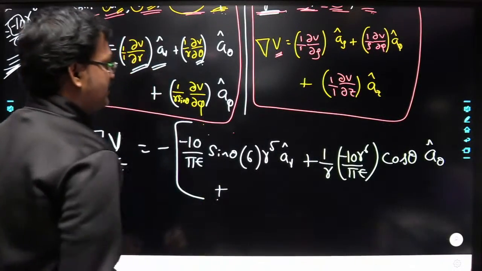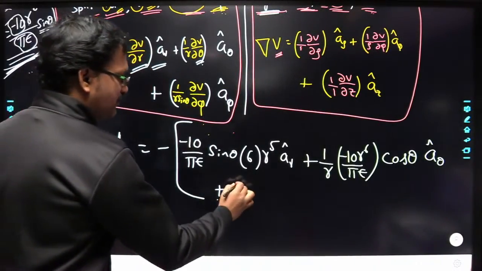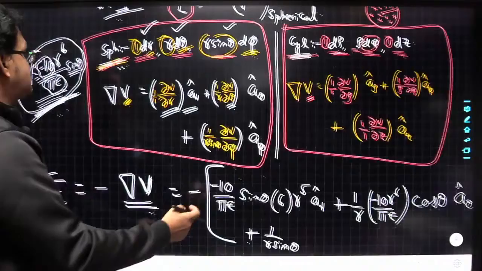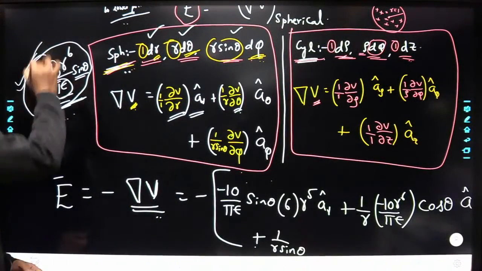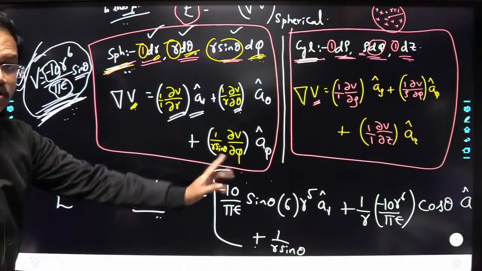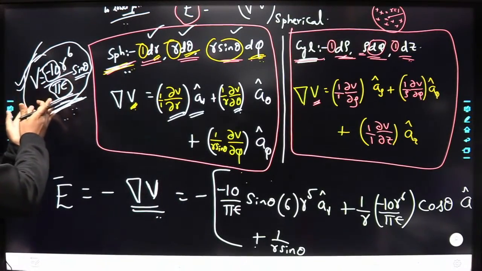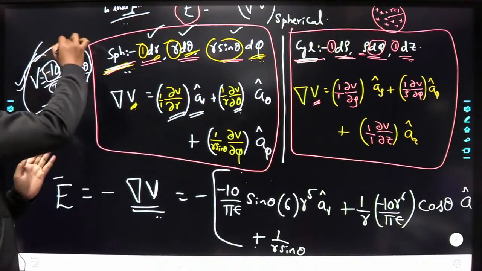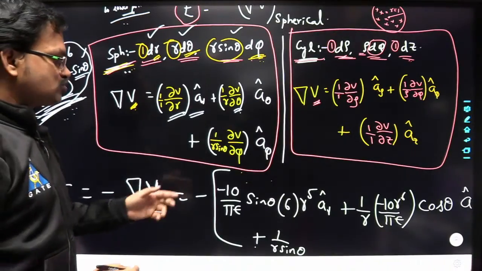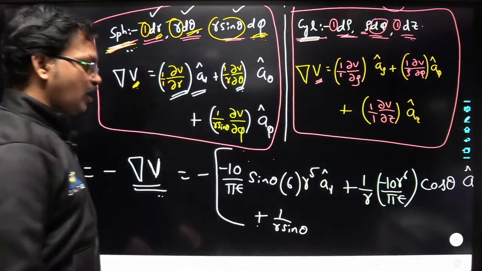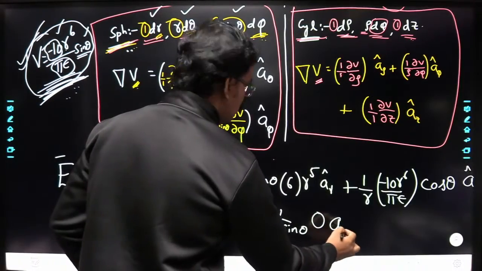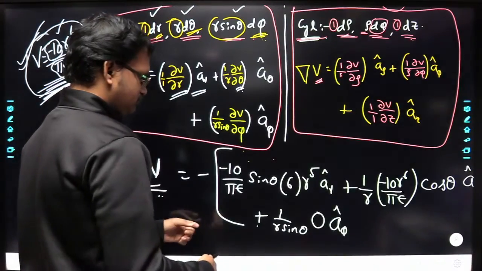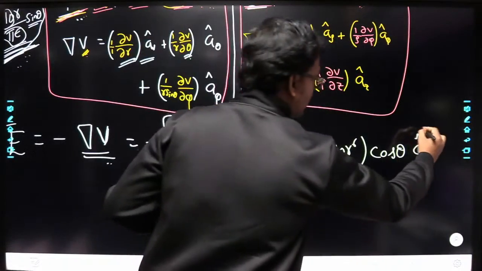Next, plus 1 by r sine theta, dou V by dou phi. That means you have to differentiate this potential with respect to phi. But here this potential distribution is independent of phi. It is a function of only r and theta. So if you differentiate this potential with respect to phi, what you are going to get? You are going to get 0.